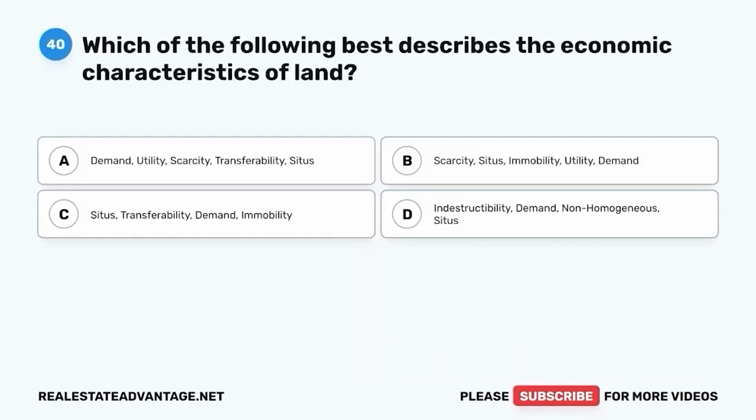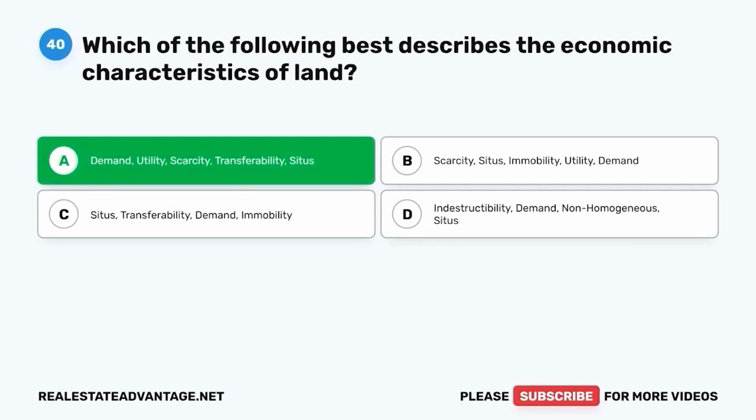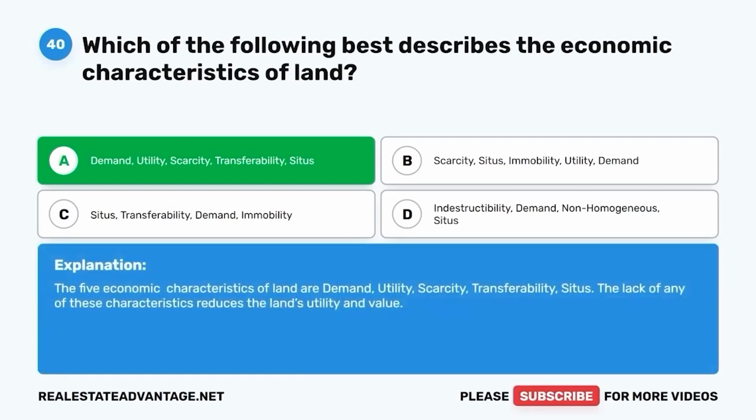Question 40. Which of the following best describes the economic characteristics of land? A, demand, utility, scarcity, transferability, situs. B, scarcity, situs, immobility, utility, demand. C, situs, transferability, demand, immobility. D, indestructibility, demand, non-homogeneous, situs. The correct answer is A, demand, utility, scarcity, transferability, situs. The 5 economic characteristics of land are demand, utility, scarcity, transferability, situs. The lack of any of these characteristics reduces the land's utility and value.